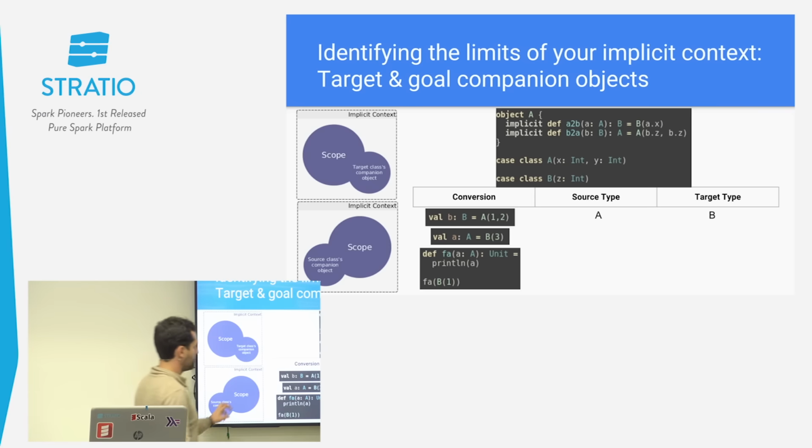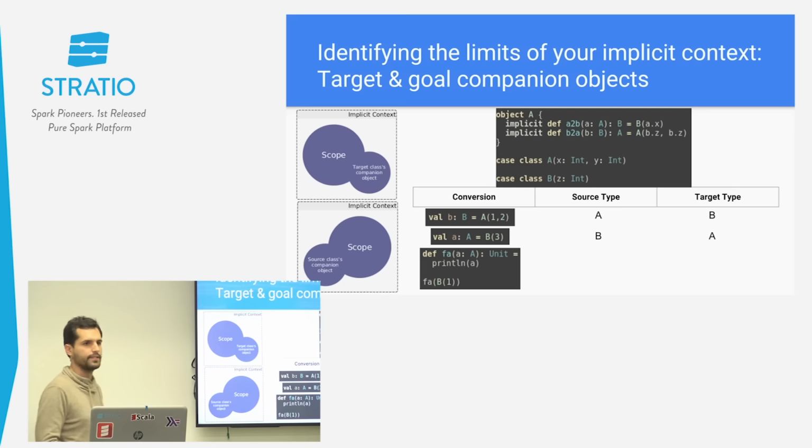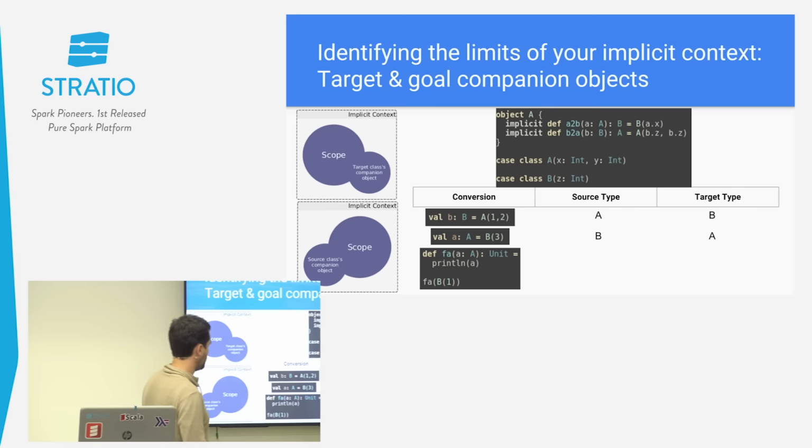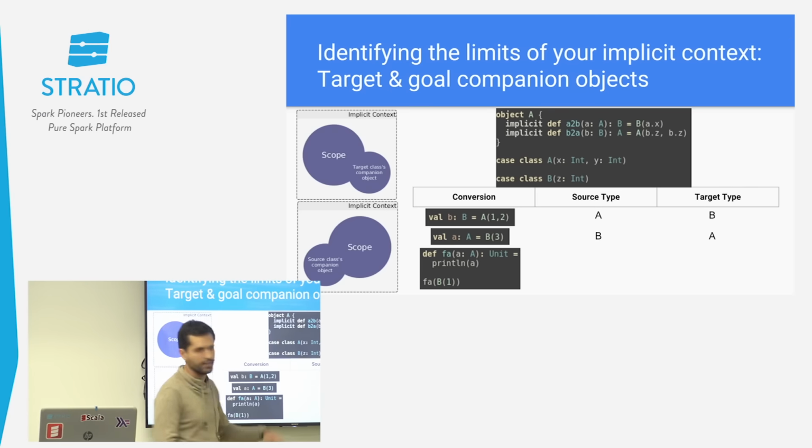Now, that's the same, but shifting the places. Changing the order changes the roles. Now we have a function expecting to receive an A being called with a B instance. What will be the source and target types here? The source will be B and the target A, exactly.